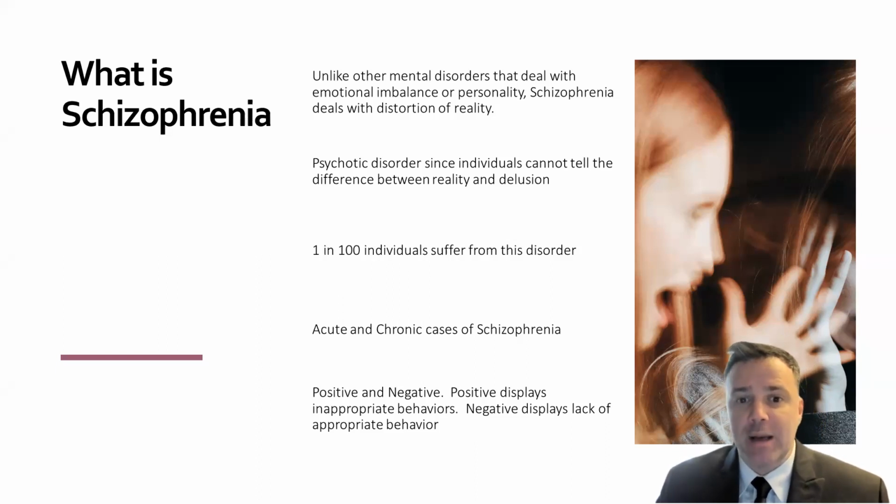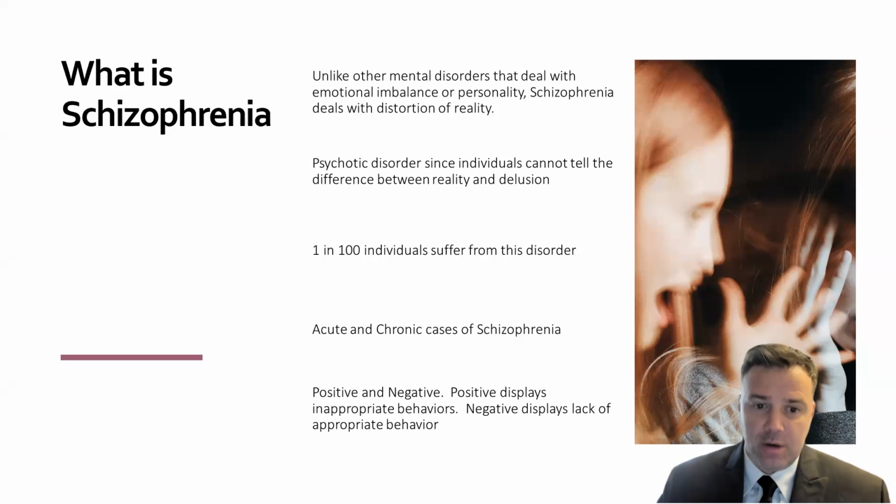Since it is a psychotic disorder, individuals cannot tell the difference between reality and their own delusions that they are experiencing. Fortunately, it's very rare. Only 1 in 100 individuals suffer from this particular disorder. It's either acute or chronic in some cases. It can set in and then leave, or it can be something that is a consistent problem for the individual, and the individual will need to be on antipsychotic medications for their entire life.